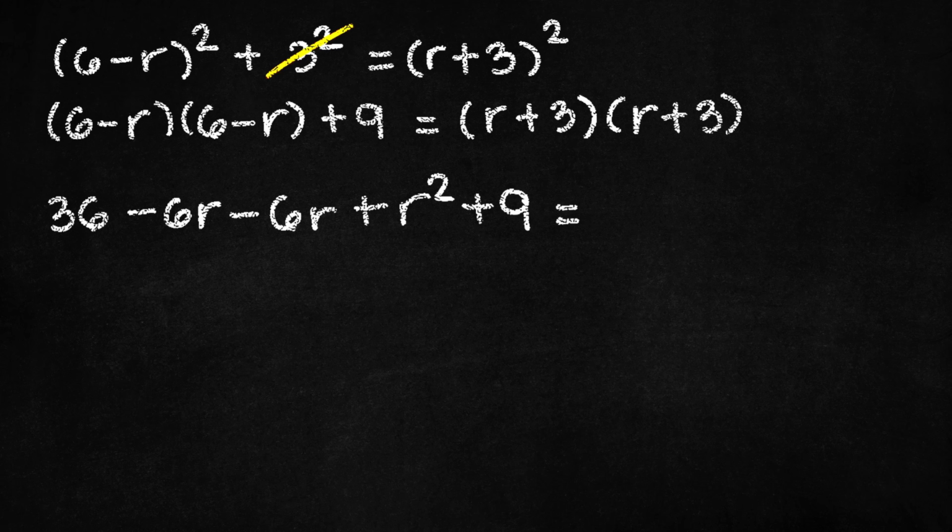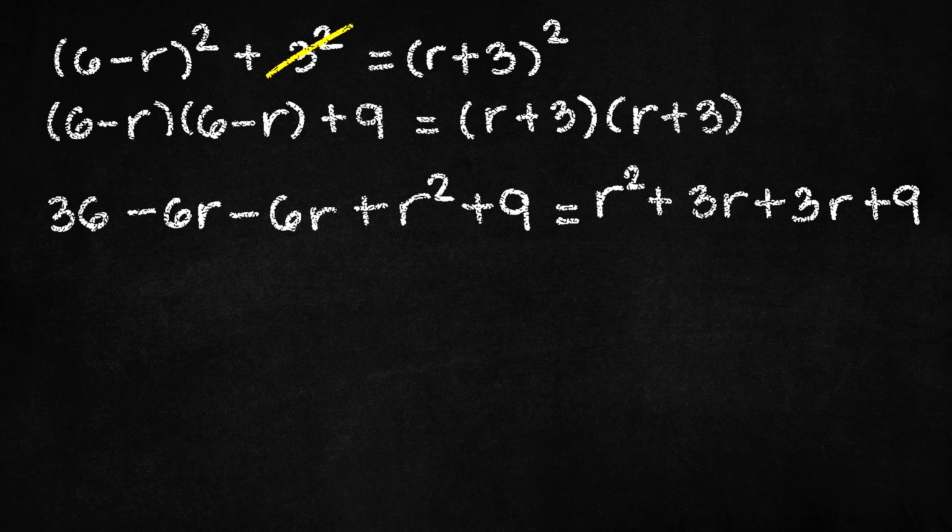Let's multiply binomials once again. r times r is r squared. r times 3 is 3r. 3 times r is 3r. And lastly, 3 times 3 is 9.